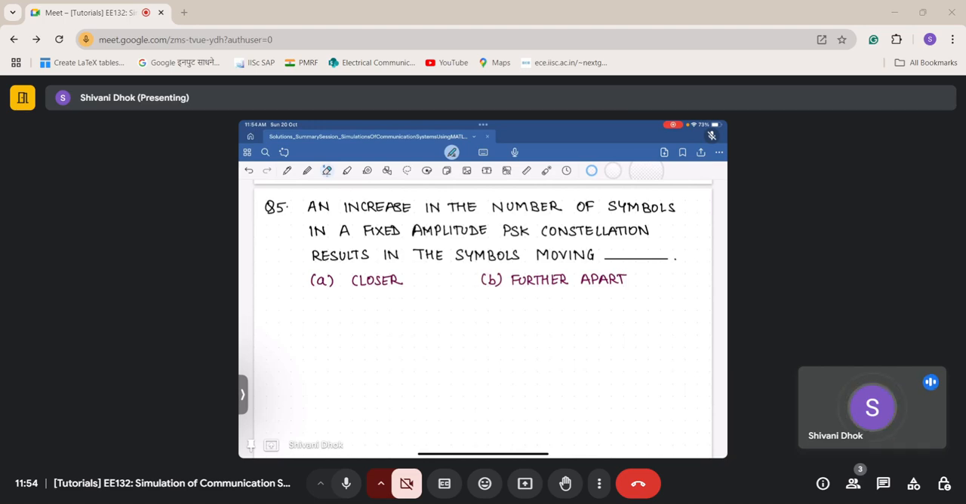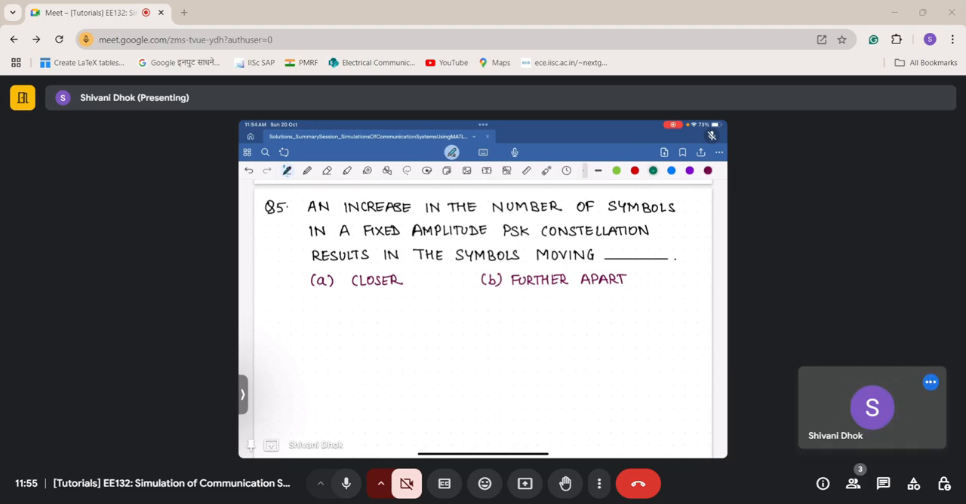So this is the fifth question. It says that an increase in the number of symbols in a fixed amplitude PSK constellation results in dash: 1. Symbols moving closer, 2. Symbols moving apart. So it says that it's having a fixed amplitude, so the energy is fixed. What it means is, your PSK constellation is located on a circle of radius root E, its average energy, and that is its amplitude also.